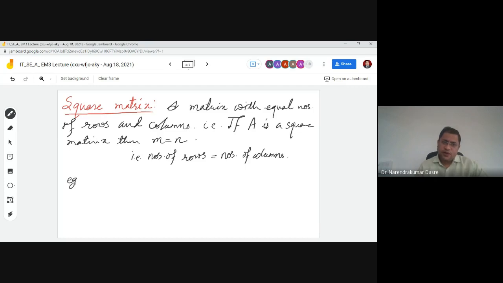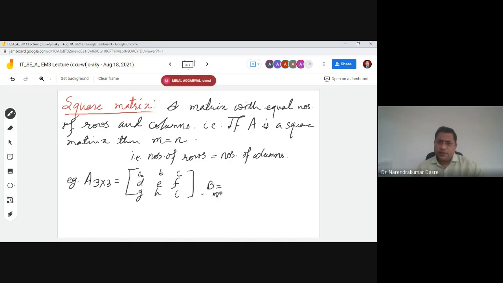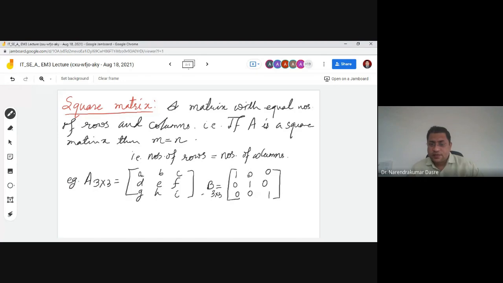So for example, we can have A as a 3 by 3 matrix with the elements a, b, c, d, e, f, g, h, i. Or you can have another matrix B, 3 by 3, with 1 0 0, 0 1 0, 0 0 1, the simplest matrix. Is B a square matrix? Yes.